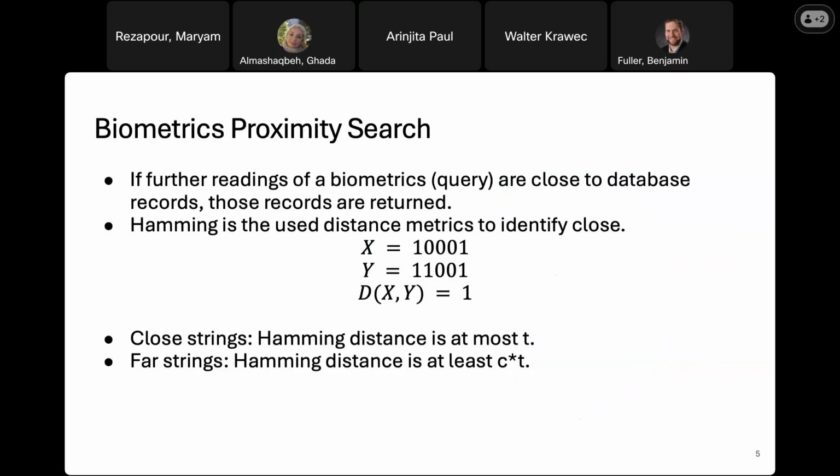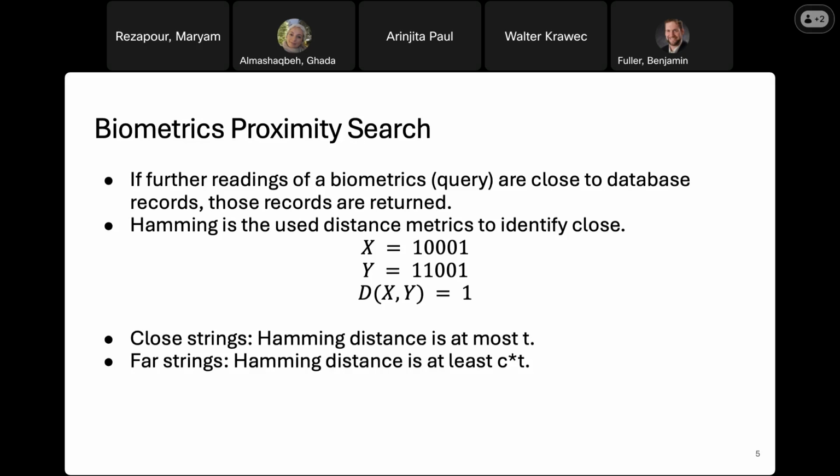The goal of the proximity search is that if further readings of a biometric, which we call the query, are close enough to a database record, those records should be returned. And when we are talking about close and far, our metric to determine that is the Hamming metric.